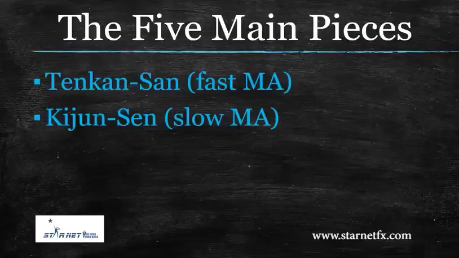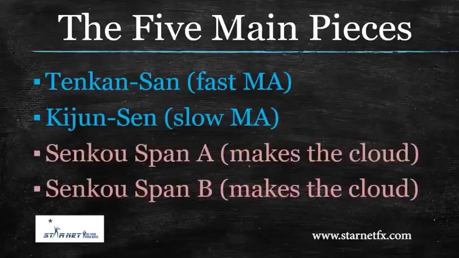All right, then you move on down to the cloud. The Senkou Span A and B are the two lines that make the cloud. The lines on their own are not very significant. It's really the cloud that you want to pay attention to when using this system. And what the cloud does is it is there to say whether we are allowed or not allowed to trade in the first place.